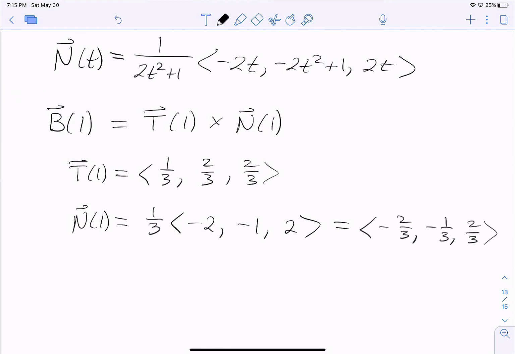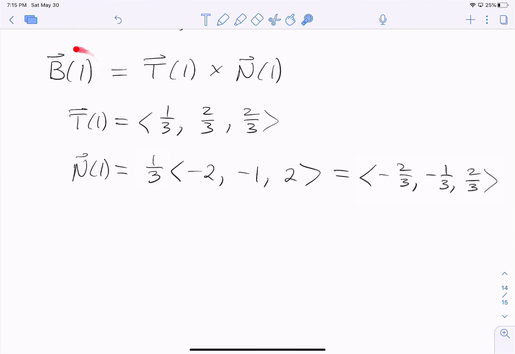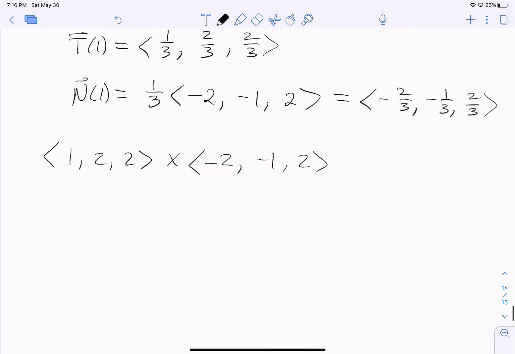Now folks, it occurs to me we don't actually need B. What do I mean? I mean, we need a vector that's parallel to B. Nobody says that for me to find the osculating plane equation, I have to use a unit vector. So what I'm going to do is clear all the fractions. I'm going to find vectors that are parallel to T and N and cross them. I'm actually going to use 1, 2, 2, and I'm going to cross that with -2, -1, 2. In fact, I'd like for you to do that and then come back when you're done.